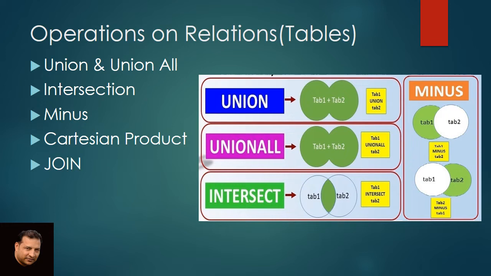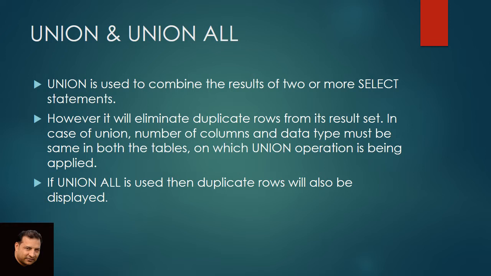Now let us see what are the various operations which can be done on relations. Union and union all, intersection, minus, Cartesian product and join. Now we will discuss them one by one. Union and union all.